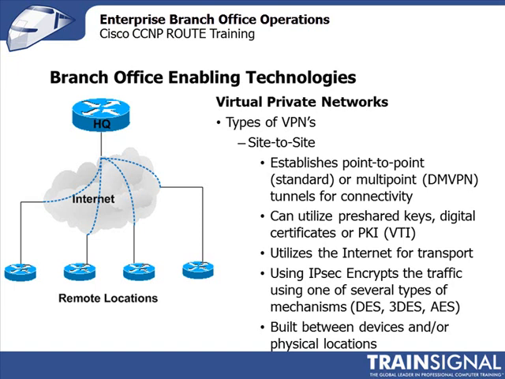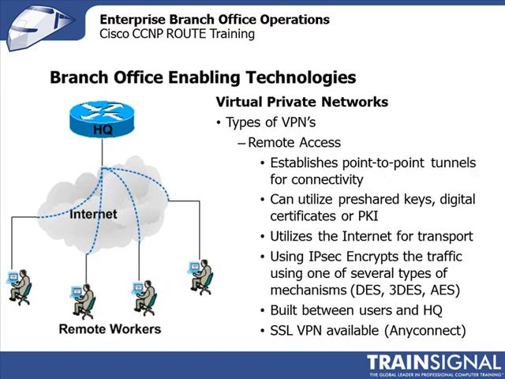It can utilize pre-shared keys, which is frequently how VPNs are configured, but it can also use digital certificates, or PKI, and you can use a virtual tunnel interface on the router to create some of these things. It utilizes the internet for transport, and if you use IPsec, it encrypts the traffic using one of several mechanisms, DES, triple DES, and AES, for example. And typically these are built between devices and physical locations rather than end users and the headquarters.